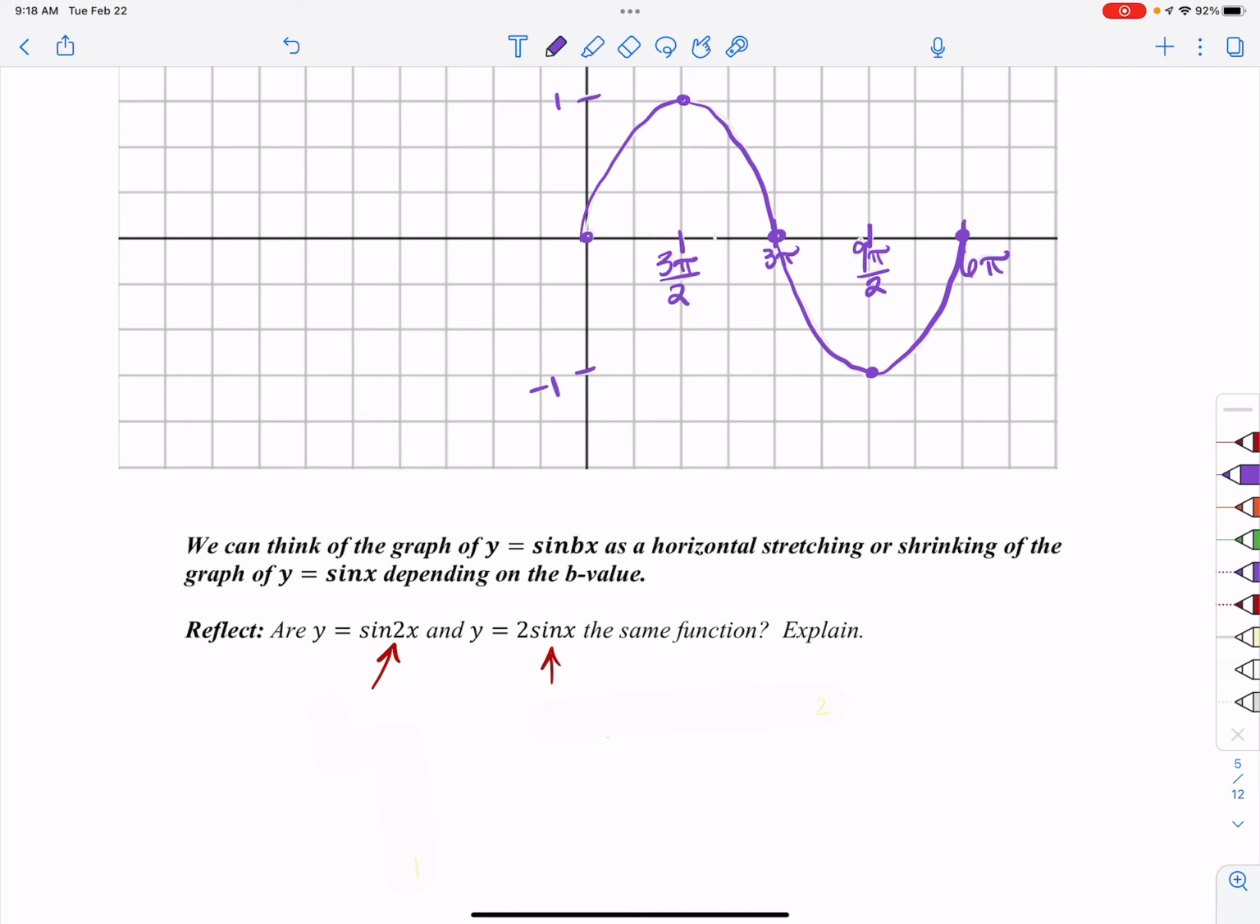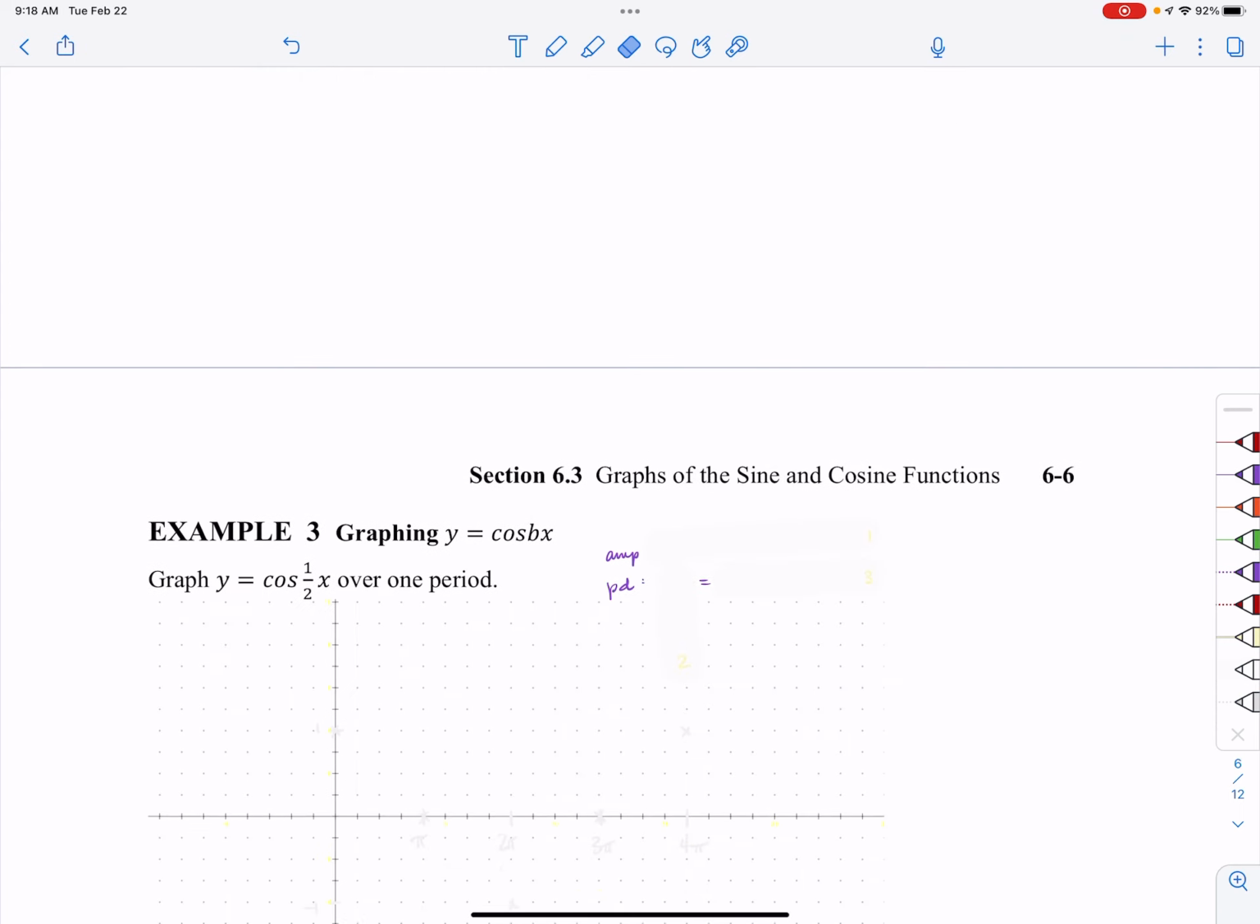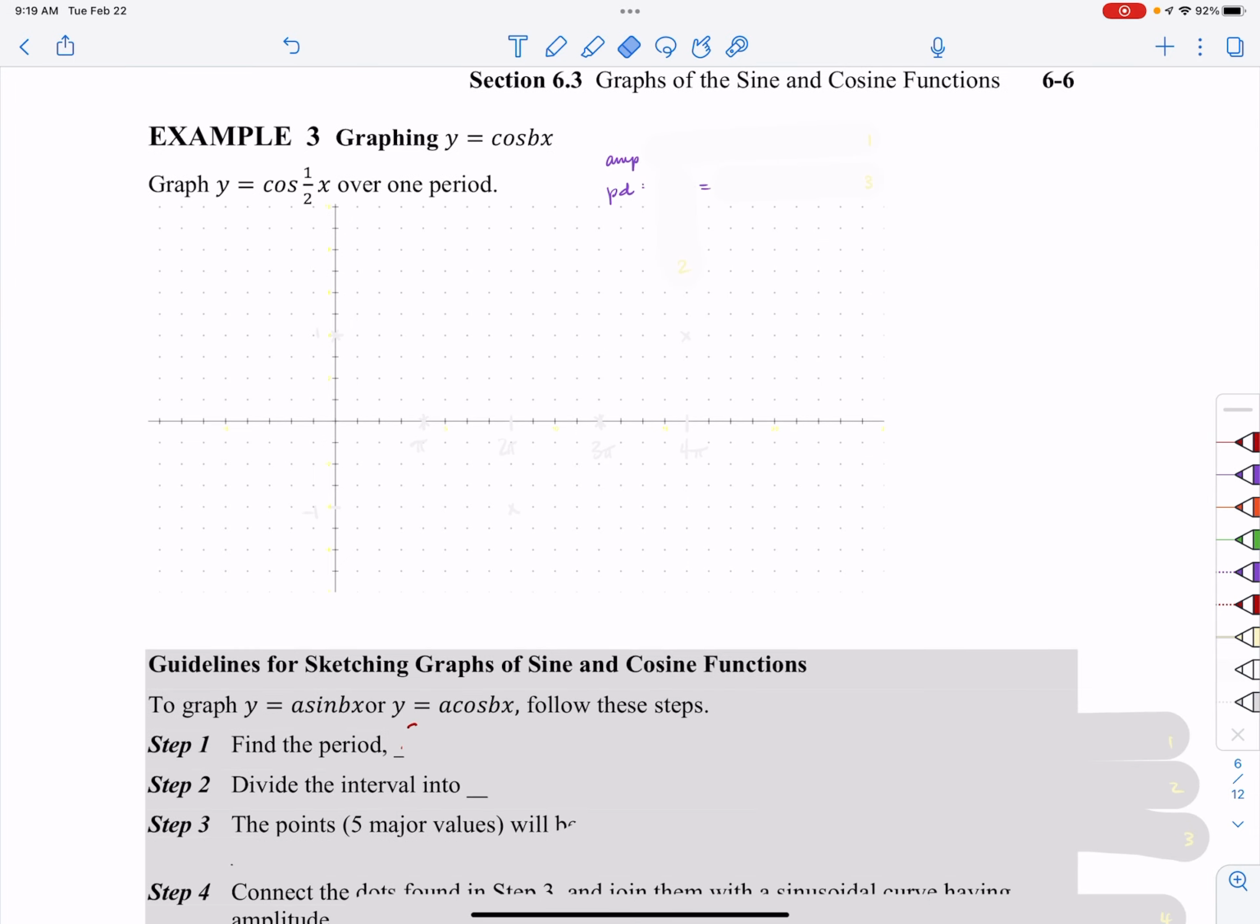Are these two the exact same thing? The sine of 2x and 2 times the sine of x? Well, no, they're not. The first one has a horizontal shrink, and the other one has a vertical stretch. So no, they are not the same thing. All right, let's try example 3 here.